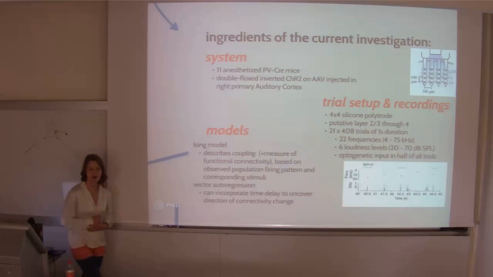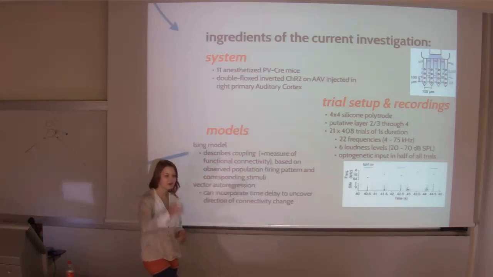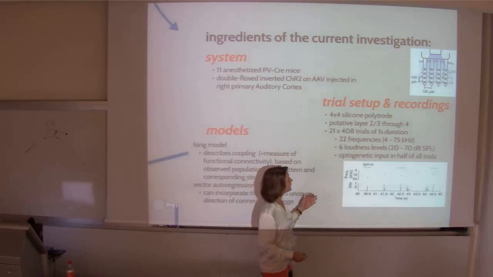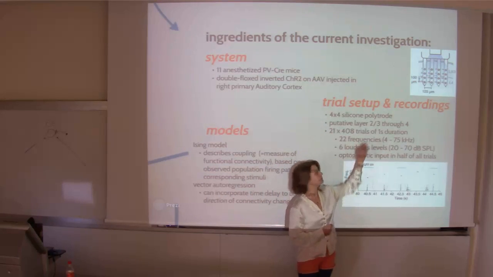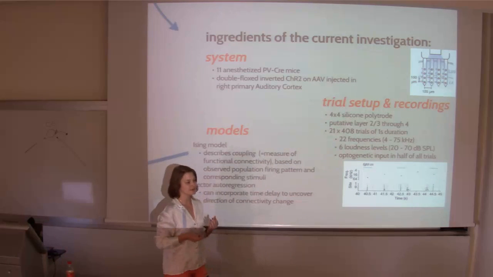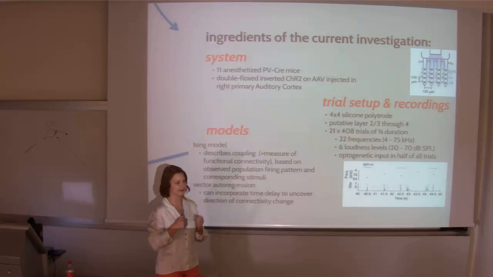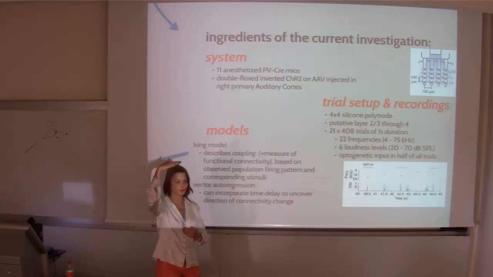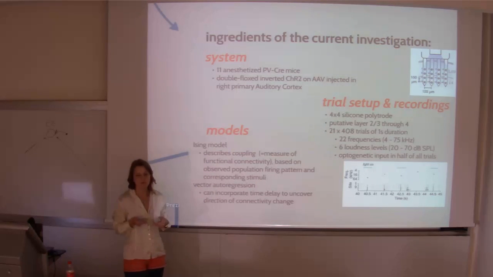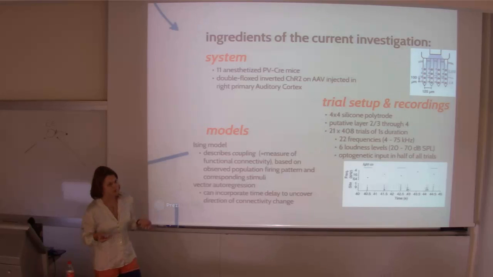Cool. How are we going to do this? If we want to look across layers and between layers, our recording mode of choice would be this polytrode that we show there. It's a 4x4 polytrode that they place in such a way that it covers layer 2, 3 through layer 4 across a few columns, hopefully. And we make these recordings in PV mice.